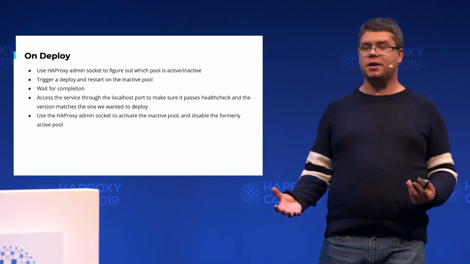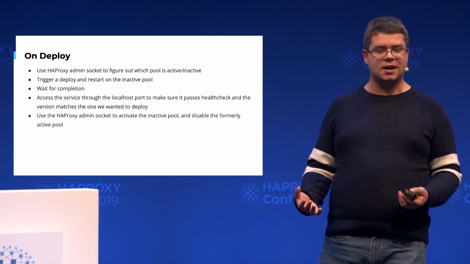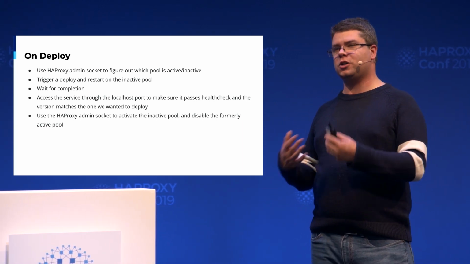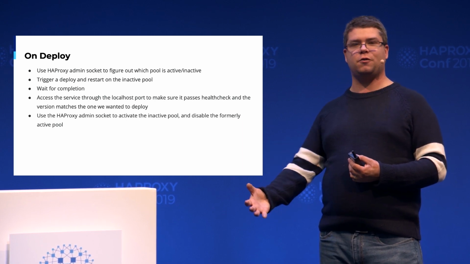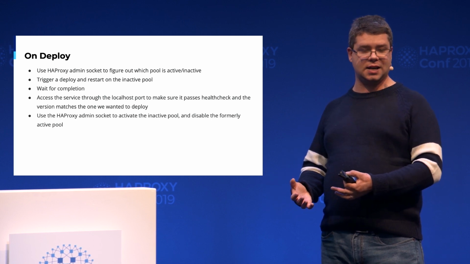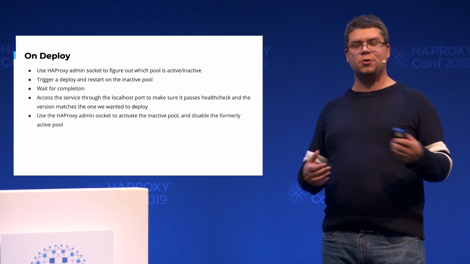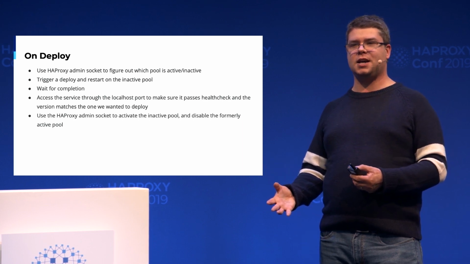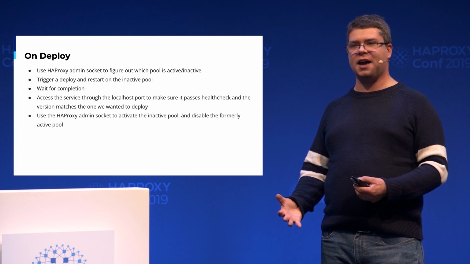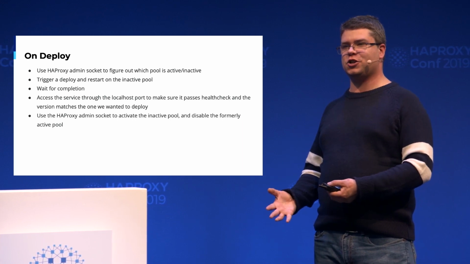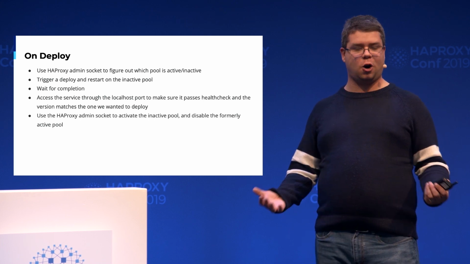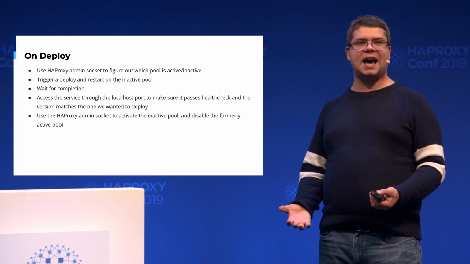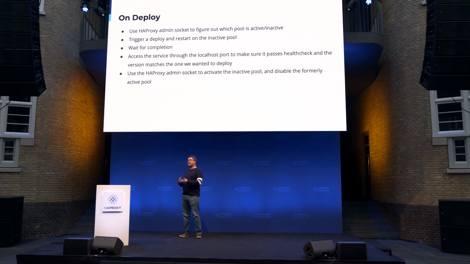So when we do a deploy, we have a script. It's a Python thing. It talks to the HAProxy admin socket, figures out which pool is the active one, which is the inactive one. On the inactive one, we're going to roll out a new version of the service. We're going to wait for it to be complete. We're going to access the service through that TCP port that we have configured in HAProxy to make sure that it actually registers as live. We query what its version is to make sure that the version is actually the one that we expected to be deploying. And then assuming that all of that goes well, then we talk to the admin socket again and tell it, activate that new pool, deactivate the one that was active before.